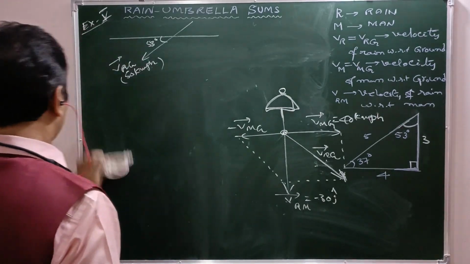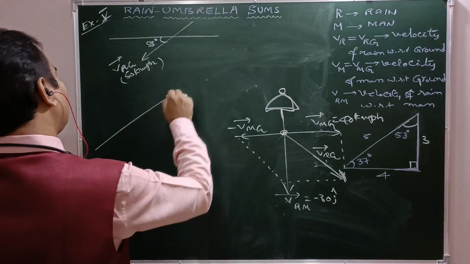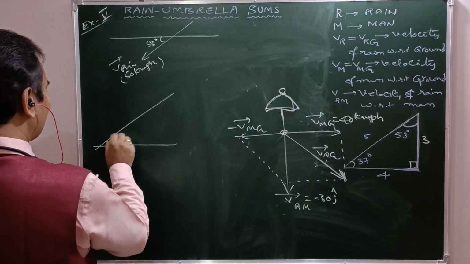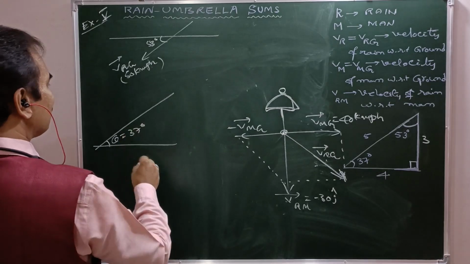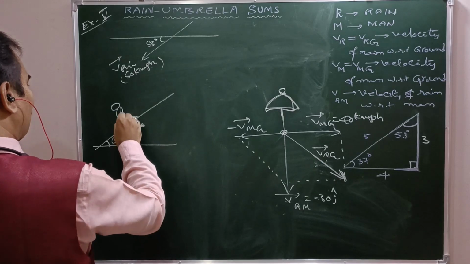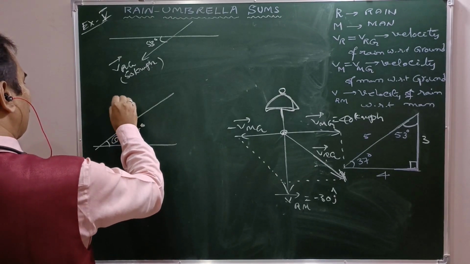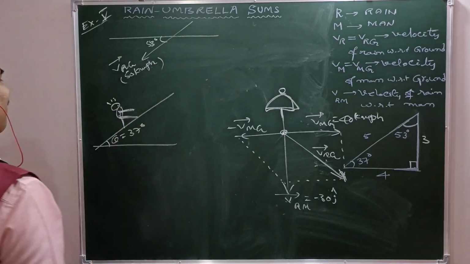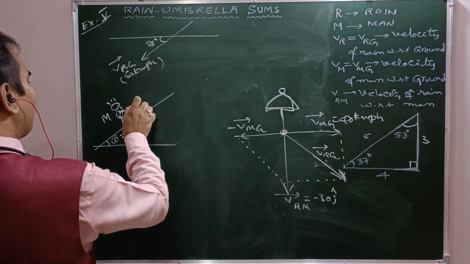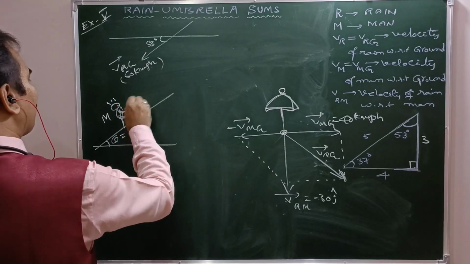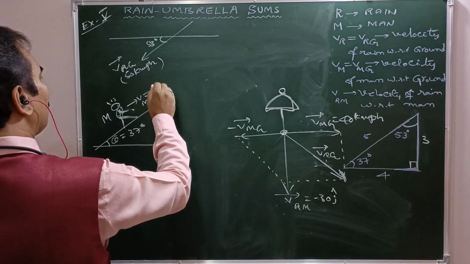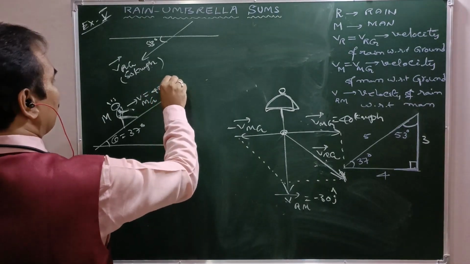But here a man is climbing up the inclined plane like that. See here theta is 37 degrees. Here the man M is walking up the inclined plane at a rate of VMG equal to 40 kmph.